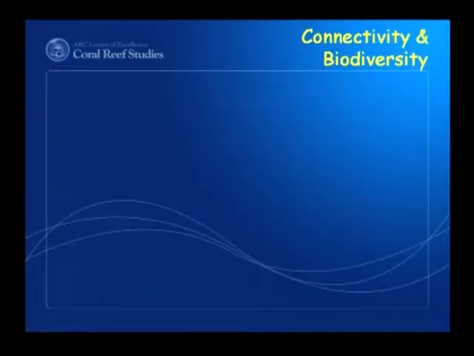What I want to do today is talk about the effect of connectivity, that is patterns of dispersal between patches of habitat, on this question about what explains biodiversity maintenance. Of course, it's also important from a management standpoint because of the increasing focus on spatially structured management through things like no-take marine reserves and so forth.